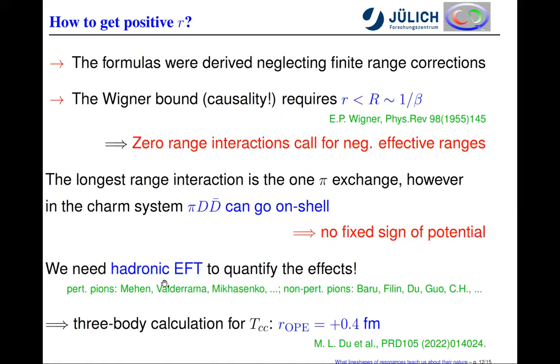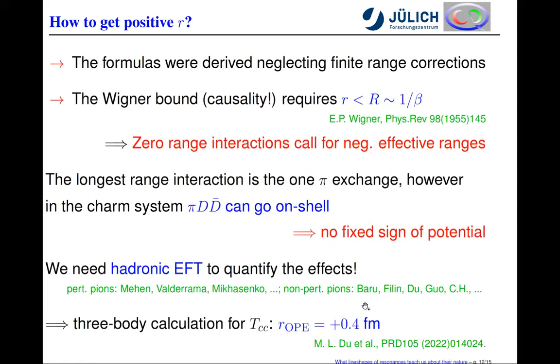The people who propose in this effective field theory framework perturbative pions, the main players are Mian, Valderrama, Mikashenko, because he also pushes with JPEG for non-perturbative pion treatments, but the calculations that are out for the TCC are still perturbative pions. And non-perturbative pions are, to my knowledge, for heavy systems only done by us. Here are the main people involved in the calculations so far.